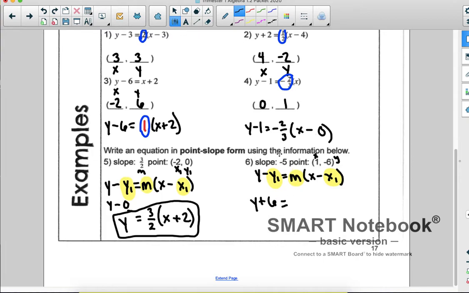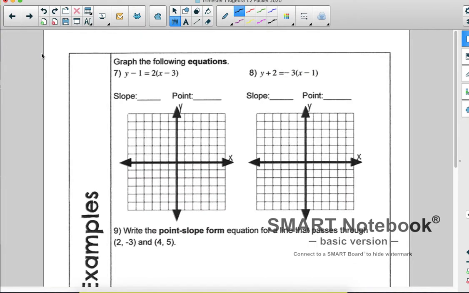Our m is that slope. So our m is negative 5, parenthesis, x minus, and then our x1. Our x1 is the x from the ordered pair. And this time it's just a 1, so we're going to keep it as x minus 1, because that looks like a negative 1, and that would be the opposite of positive 1. Next page, one more page.